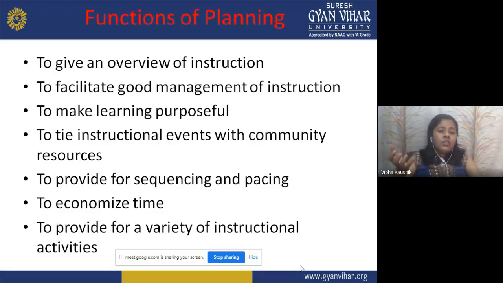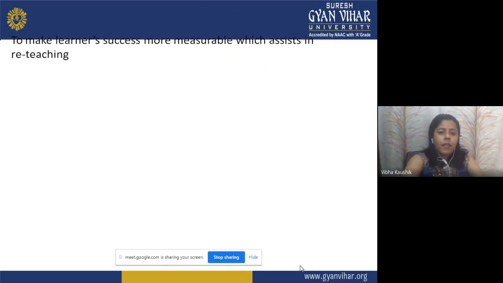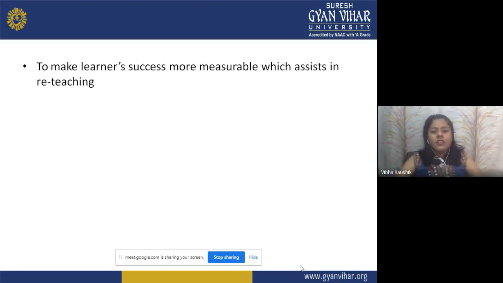So instructional planning is giving teachers the opportunities to decide on a number of instructional activities, to make learners' success more measurable, which assists in reteaching. Now, what is that? That planning will help the teachers to know how much success their learners have got, means how much they have achieved.